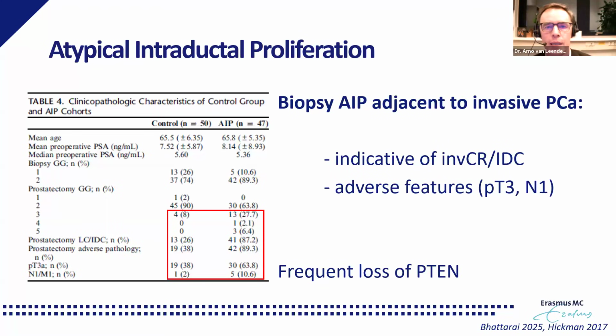We are all quite afraid that people will start calling some high-grade PIN lesions that look a little bit more florid than usual IDC already, and that would really lead to a shift of patients with low-grade disease to more aggressive disease. And so AIP is still there as a category, and we should diagnose it when we suspect a lesion for IDC, but it doesn't fulfill all criteria.